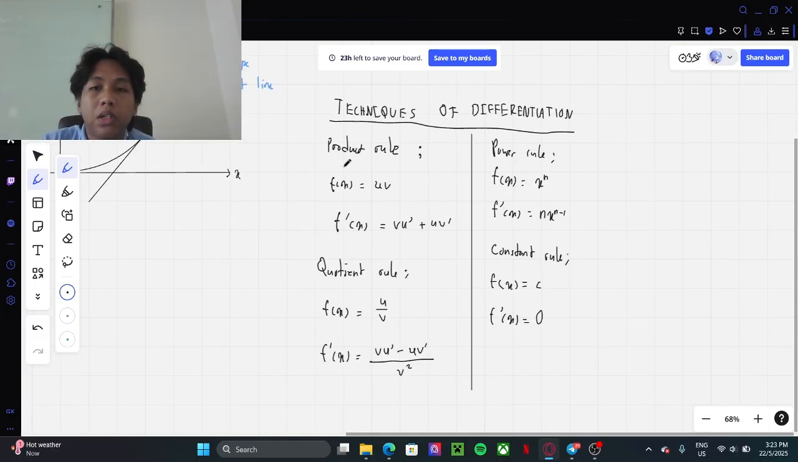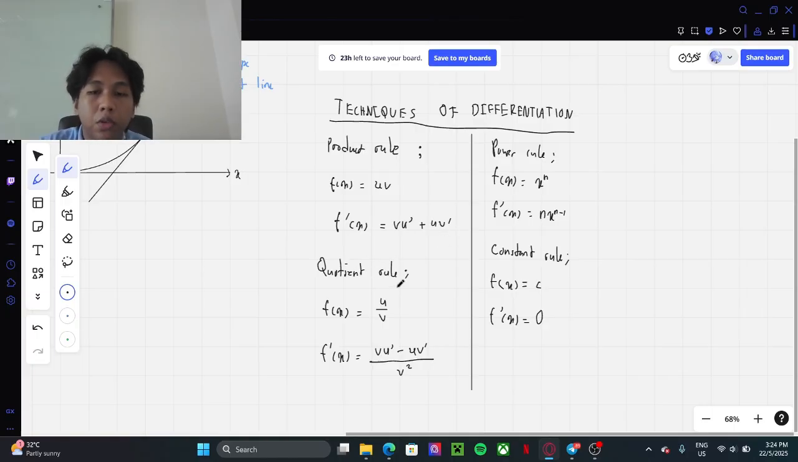To explain to you what are the techniques of differentiation. So we have four techniques, which are product rule, quotient rule, power rule, and constant rule. For product rule, we use it when there are two functions that are multiplied together. As an example, we have u and v. Assume that u and v are two functions that are multiplied together. So f prime of x is equal to v times the derivative of u plus u times the derivative of v.